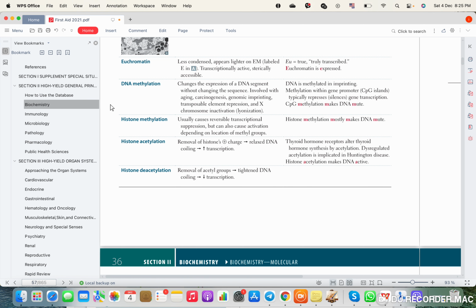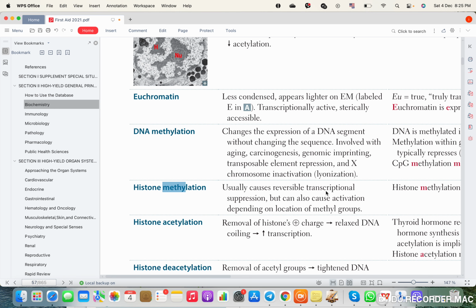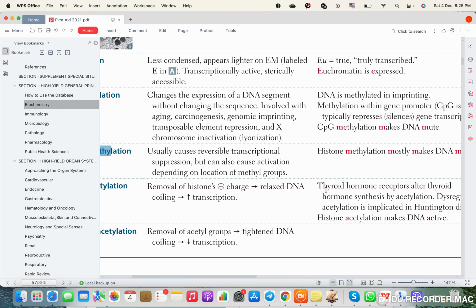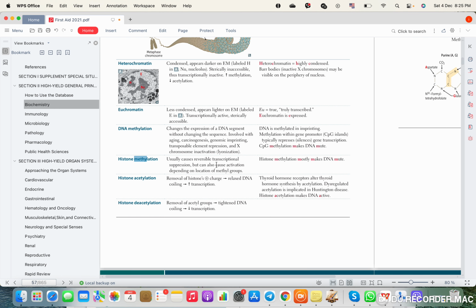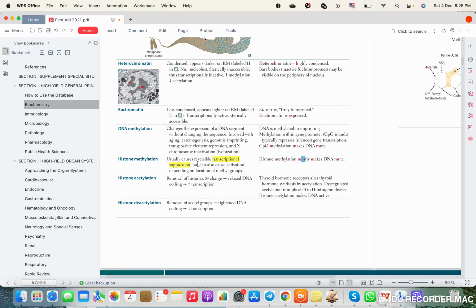So histone methylation, it has methyl in the name, so you start thinking about muting. Yes, so usually causes reversible transcriptional suppression. It stops the transcription, but also can lead to activation depending on the location of the methyl group. This is basically telling you that in some places, if this process of histone methylation occurs, it will reversibly activate.